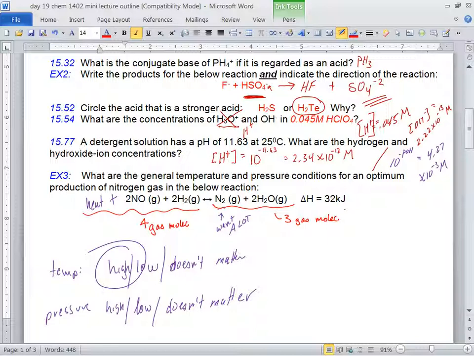It wants to relieve it, right? Does that make sense? You're pushing on it. It wants to relieve it. Is it going to relieve it by generating more gas molecules or fewer gas molecules? How is it going to relieve that pressure?